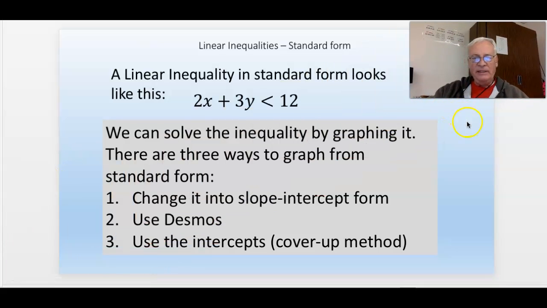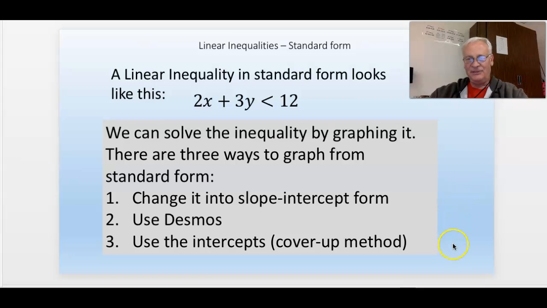Guys, a linear inequality in standard form, it looks like this. That's standard form. Just think if that was an equal sign here. All right, we can solve by graphing it. Remember, that's how we solve an inequality, is by graphing it. All right, there are three ways to graph from standard form. You can change it to slope-intercept form and graph it like we did yesterday. You can do that. Guys, you put it into Desmos if you want and see what the graph looks like. You can do that too.